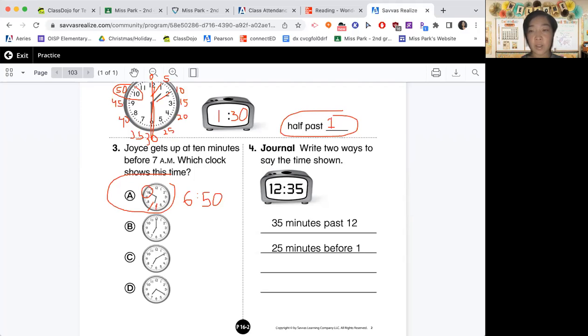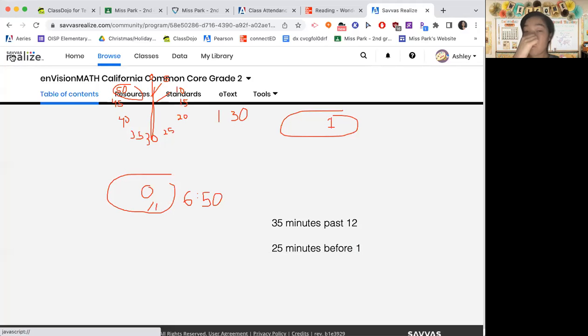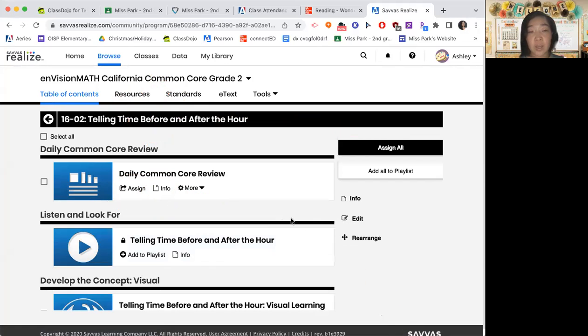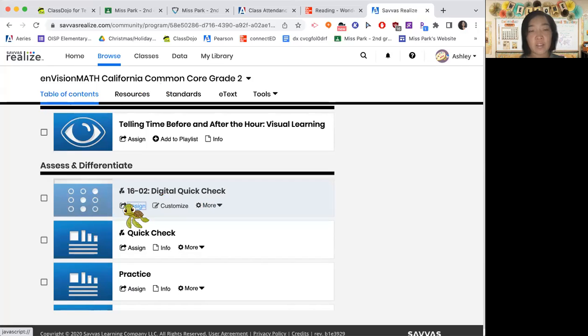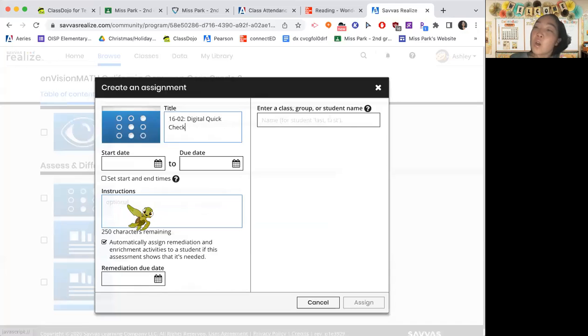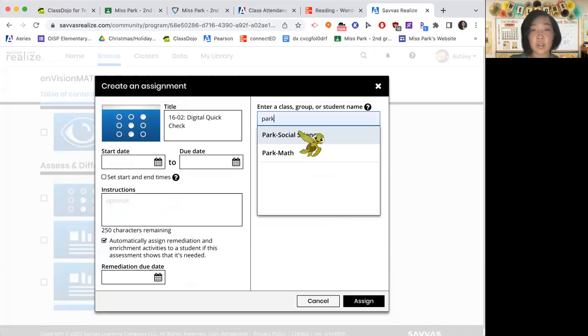Okay, I'm going to write the answers in the chat for you guys because we're going to move on. Okay, I put the answers in the chat. What we're going to do now is our digital quick check together as a class. The reason we're doing it together is because I think this activity is a little more tricky. So let's take it together. And then after this, we're going to look through our history test quiz.